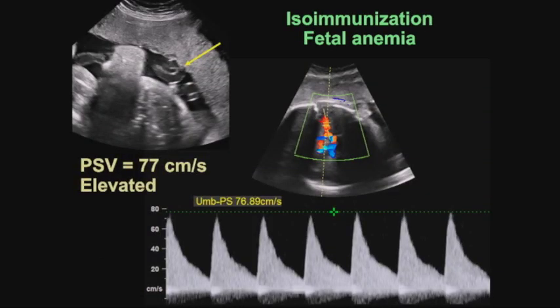Here's another fetus who has isoimmunization and fetal anemia. You can see on the middle cerebral artery measurement that the peak systolic velocity is 77 centimeters per second, which is markedly elevated. Fortunately, in this case, this patient also had an anterior placenta with the umbilical cord insertion into the placenta right on the anterior wall.